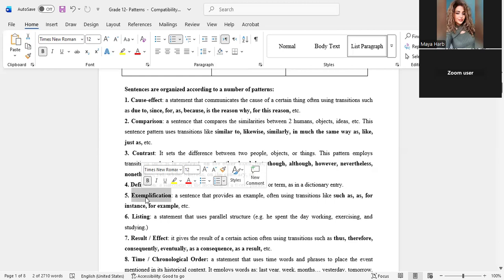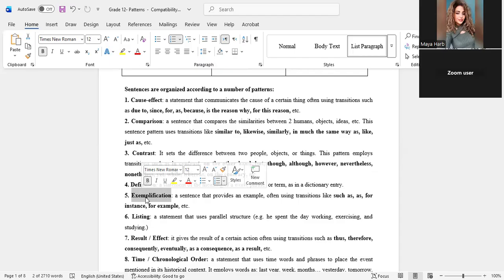Exemplification is when we give an example about something. Like when I say, for example, electric cars, such as Tesla, are friendly to the environment. In this case, I gave an example. Electric cars, such as Tesla, are friendly to the environment.